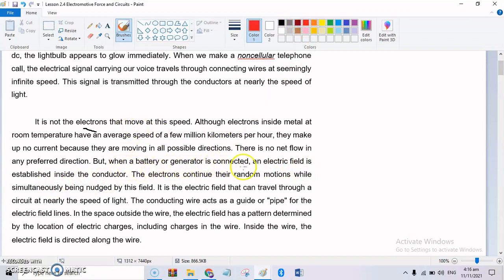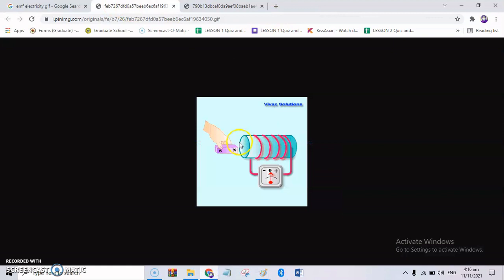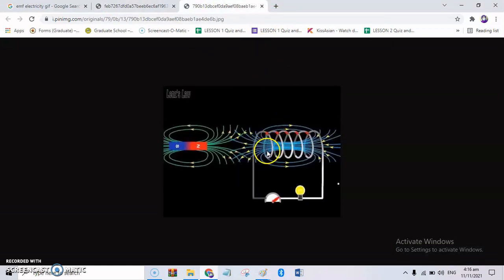Battery is connected, an electric field is established inside the conductor. What does this mean? When we are establishing a current, we can produce an electric field inside this current. From this figure, we have this electric field inside the current when we are completing the circuit. Only then, okay. If this is not connected, there is no electric field produced inside.